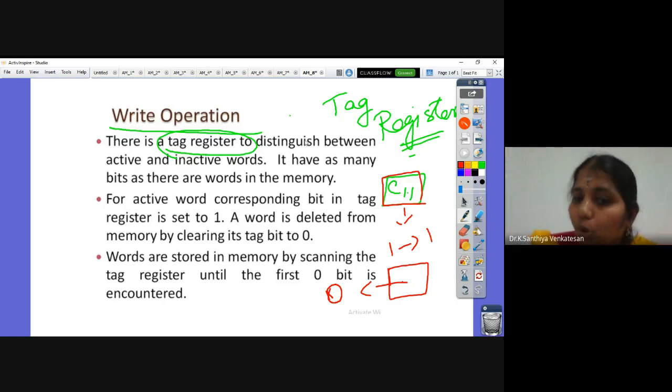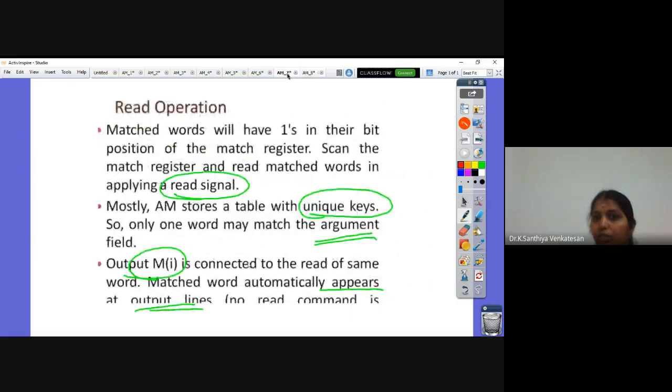Whenever you want to store a word in the memory, you have to scan the tag register first. While scanning the tag register, if that particular bit is 0, you find that this cell is empty, so I can go and store my bit in that particular cell. This is how your memory will identify the particular cell for the write operation. So that's all about the read and write operation of the associative memory.